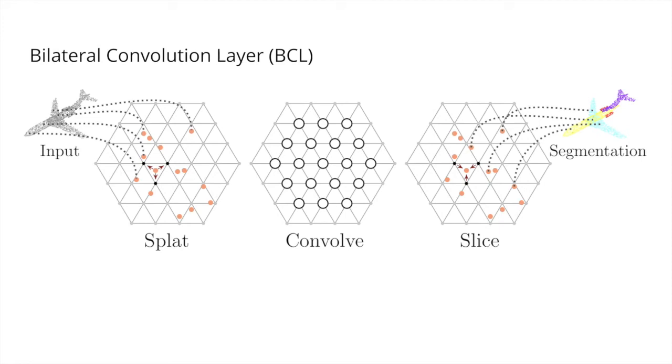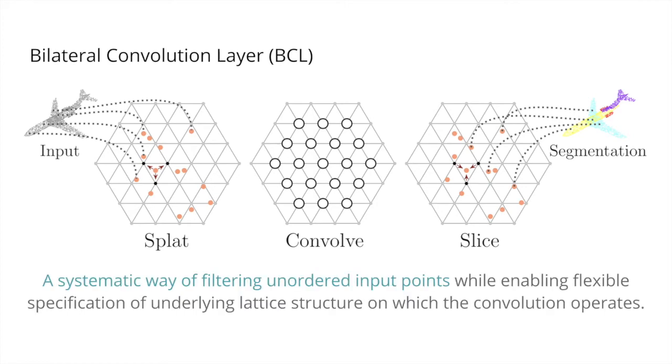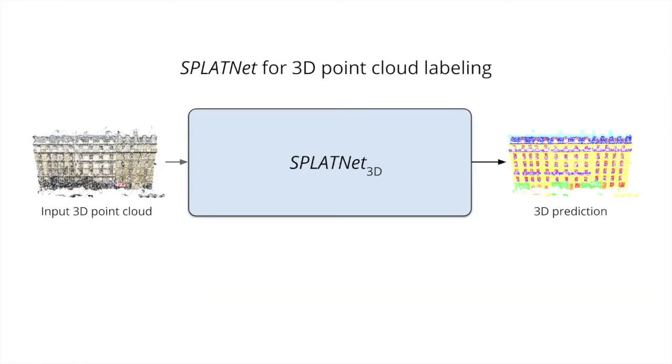In summary, BCL smoothly maps given input points onto a sparse lattice, performs standard convolutions on the sparse lattice, and then smoothly interpolates the filtered signal back onto the original input points. It provides a systematic way of filtering unordered input points while enabling flexible specification of the underlying lattice structure. With BCLs as building blocks, we propose a new neural network architecture, which we refer to as SPLATNet. We illustrate its use on the application of 3D point cloud labeling.